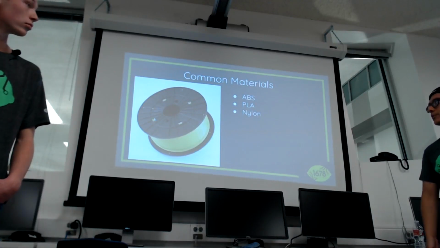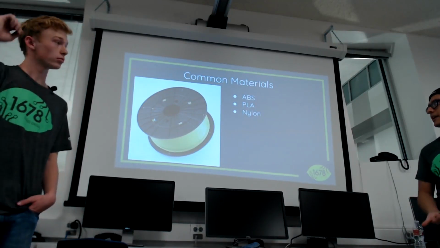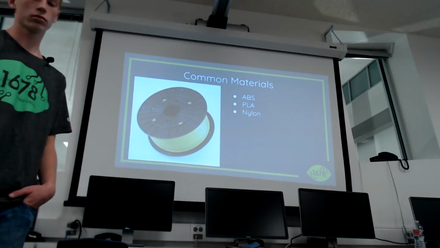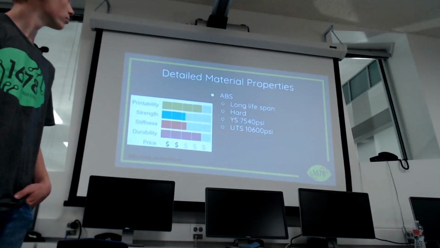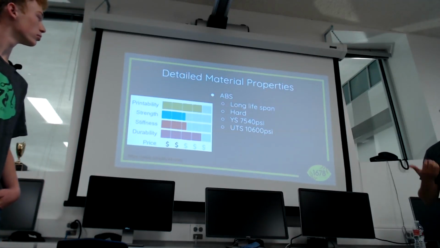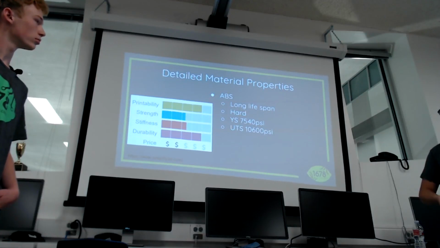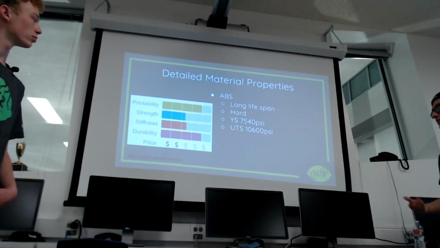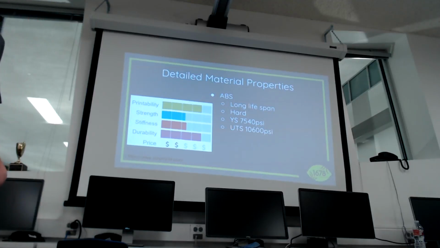So we have some common 3D printing materials. Lots of people use ABS, PLA, and nylon. If you go to the next slide, a little bit more detail about them. ABS has a long lifespan. It's hard. The yield strength is approximately 7,500 PSI, and the ultimate tensile strength is 10,000-ish PSI.